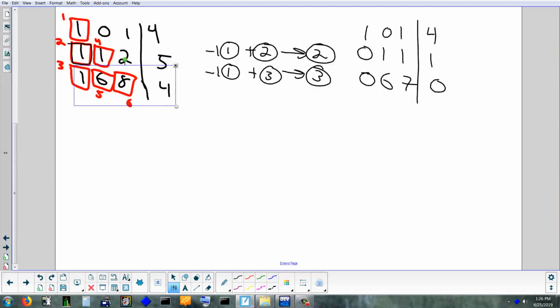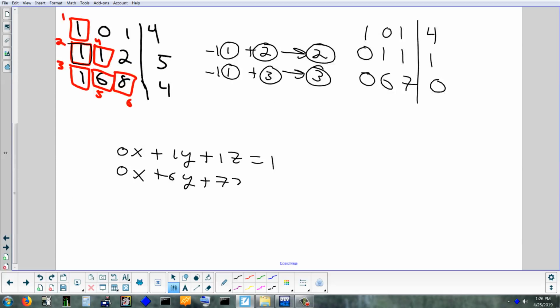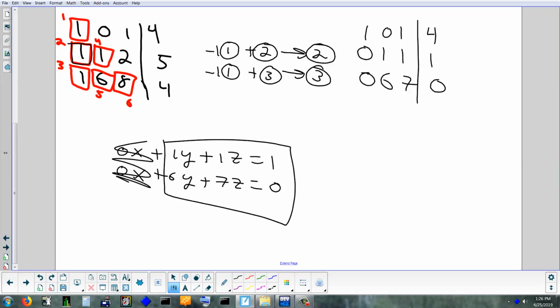Now, don't write this part down, but just look at what you have. Row 2 basically says this. 0x plus 1y plus 1z equals 1. Row 3 says 0x plus 6y plus 7z equals 0. We got rid of the x's. That's what we just did. Now all we have is this. 2 equations, 2 variables. So we started with 3 and 3. Now we're down to 2 and 2. And we're going to do this one more time, and then we're going to be down to 1 and 1. 1 equation, 1 variable. And then we'll have one of our answers.